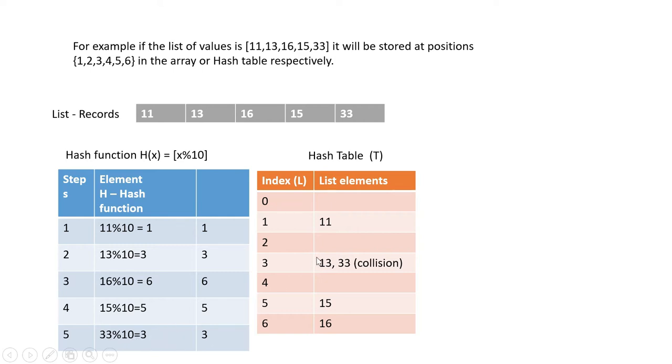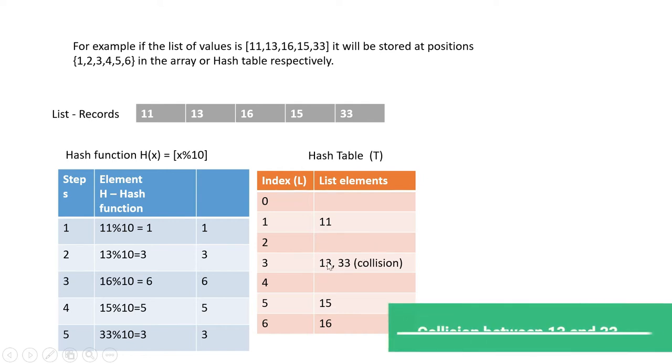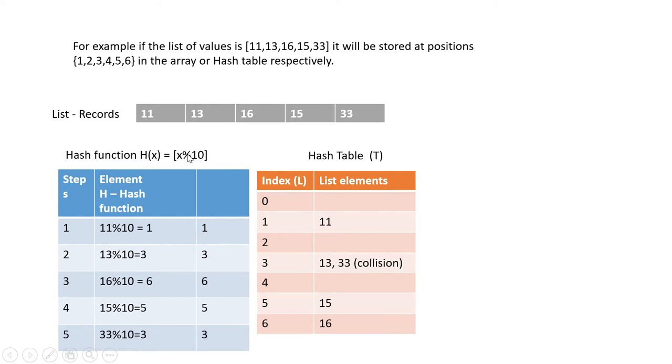So it will go to 3, but there is already some other record stored there. Now if you want to store 33, this 13 will be removed and 33 will be placed in it. Here 13 already exists, and again in that same location 33 is going to come. This is known as collision. You have to avoid collision when you are working on hash functions.